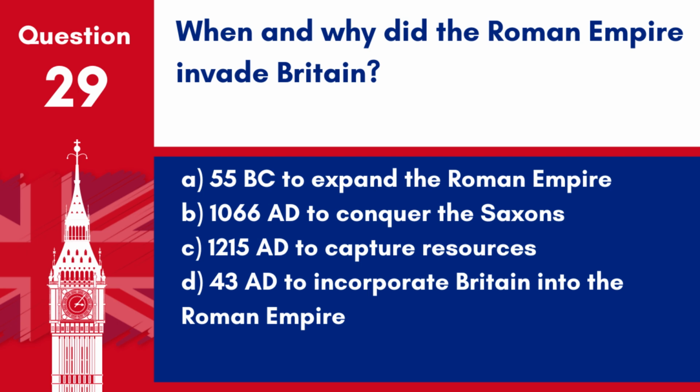A. 55 BC to expand the Roman Empire. B. 1066 AD to conquer the Saxons. C. 1215 AD to capture resources. D. 43 AD to incorporate Britain into the Roman Empire. Answer D. 43 AD to incorporate Britain into the Roman Empire. The Roman Empire invaded Britain in 43 AD under Emperor Claudius, aiming to extend Roman control and influence.